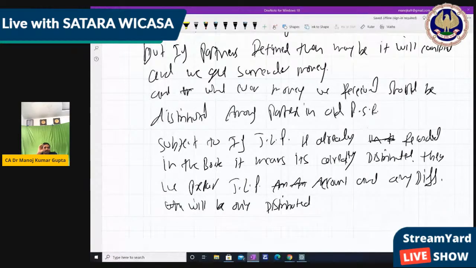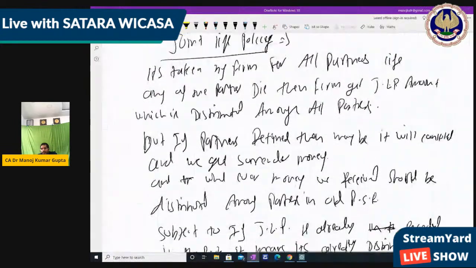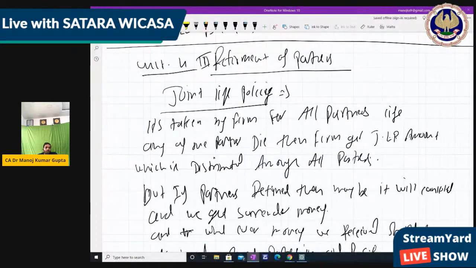How to distribute? Whatever money is received is debited to the partners' capital accounts in their profit sharing ratio, because the premium is paid by the firm. So I repeat once again, what is a joint life policy? It is taken for the life safety of all partners. If any partner dies, they get the money. If a partner retires, they may surrender the joint life policy. Then whatever money we receive should be distributed among the partners.